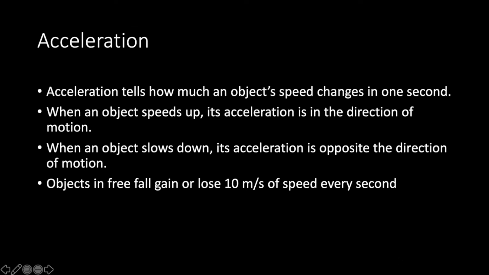It slows them down. The last one says objects in free fall gain or lose 10 meters per second of speed every second. We're going to use this one in kinematics a lot, because that's gravity. The acceleration of gravity is 10 meters per second squared. That's the value we'll use for gravity.